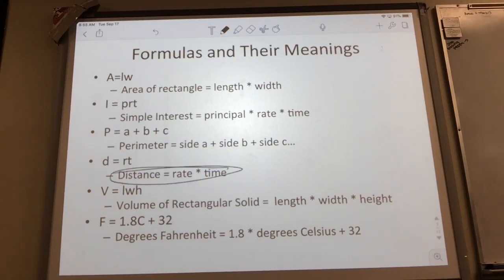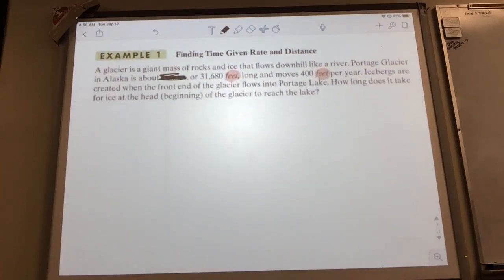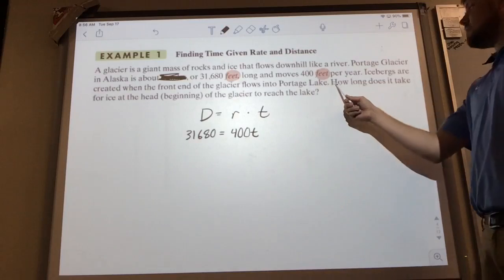is distance equals rate times time. So down here, let's write D equals R times T. And then we're just going to plug in our numbers. So that distance we already know is 31,680 feet. Our rate is 400. And we don't know what T is. Which is good because that's what they're asking us for.